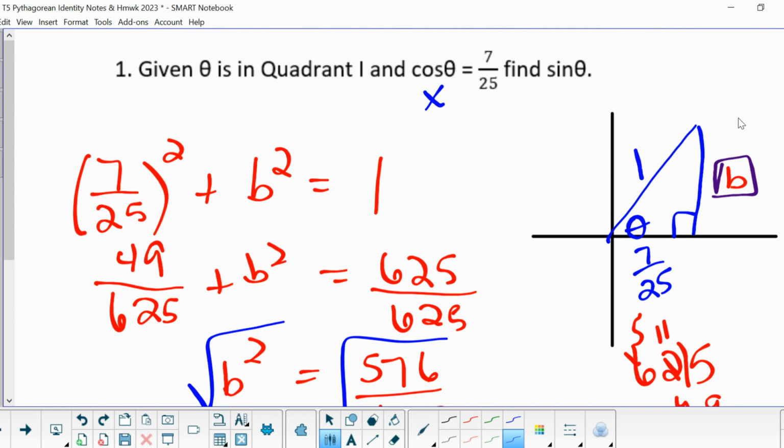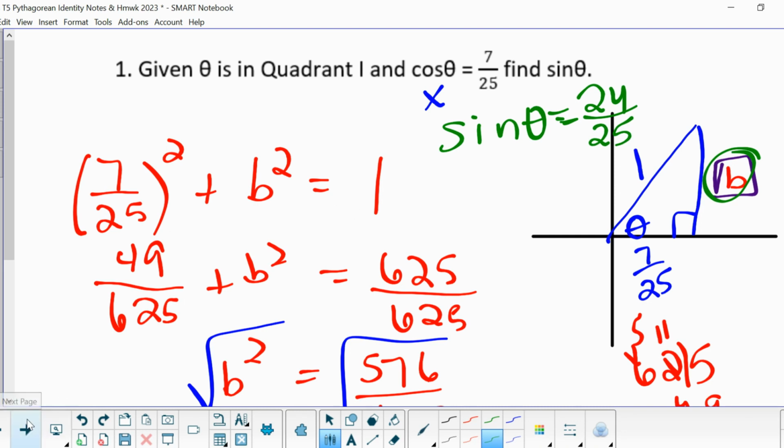So that means that sine of whatever this angle is, we don't know what it is. We don't really care what it is. We just want to know what the sine of it is. And sine of this side over here will be 24 over 25.